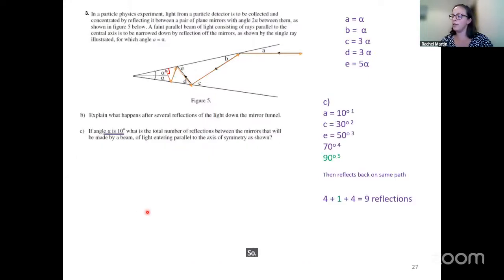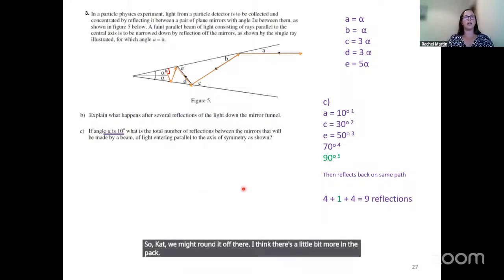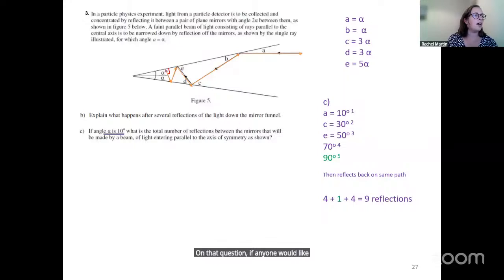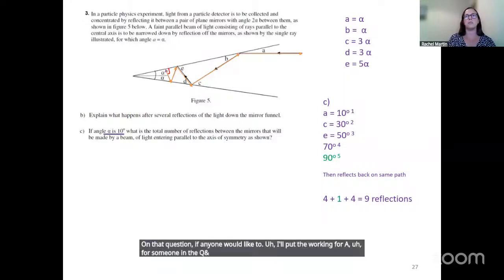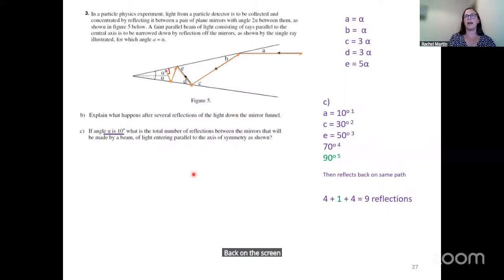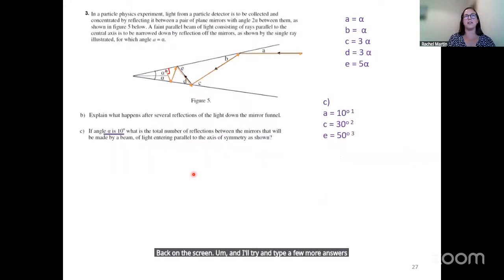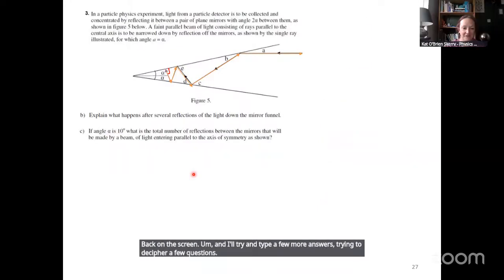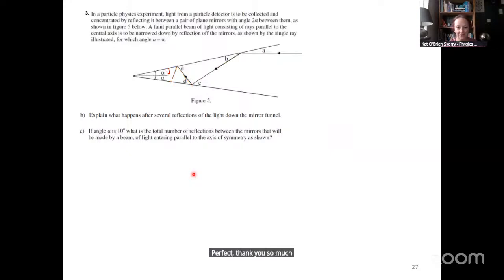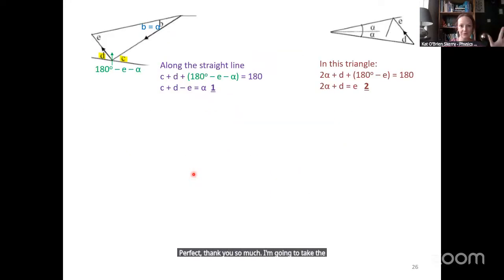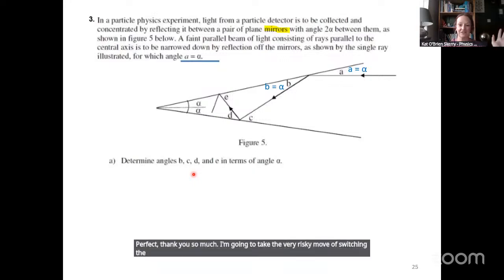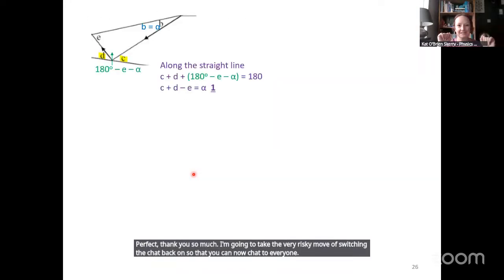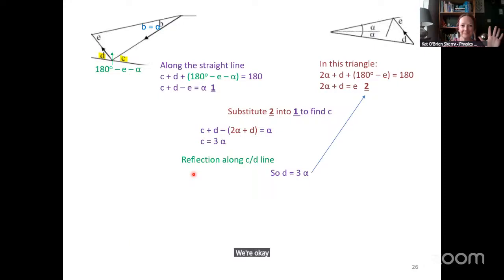So, Kat, we might round it off there. I think there's a little bit more in the pack on that question if anyone would like to look. I'll put the working for A back on the screen, as someone in the Q&A wanted that, and I'll try and type a few more answers, trying to decipher a few questions. Perfect. Thank you so much. I'm going to take the very risky move of switching the chat back on so that you can now chat to everyone. No, we're okay. We're okay.